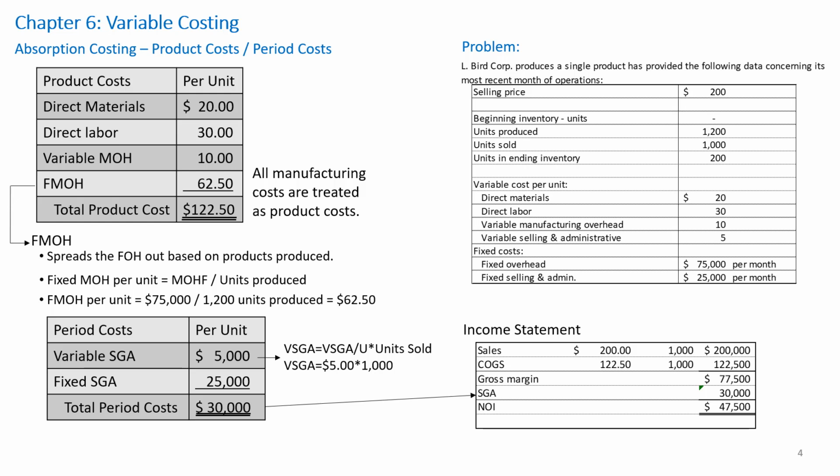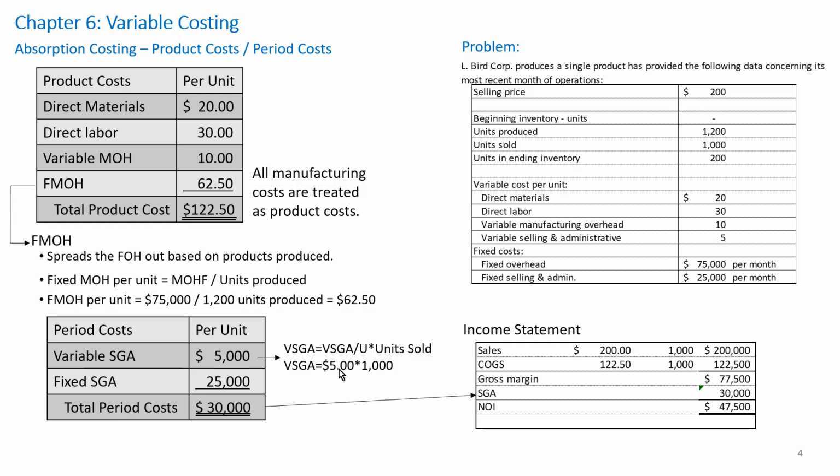Now let's turn to the period costs. The period costs are straightforward. When preparing an absorption costing income statement, only SG&A expenses are period costs. SG&A, as you know, can either be variable or fixed. In our example, variable SG&A are $5 per unit. So total variable SG&A is $5 times the 1,000 units sold, or $5,000.